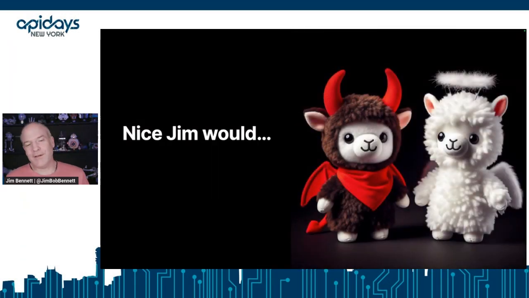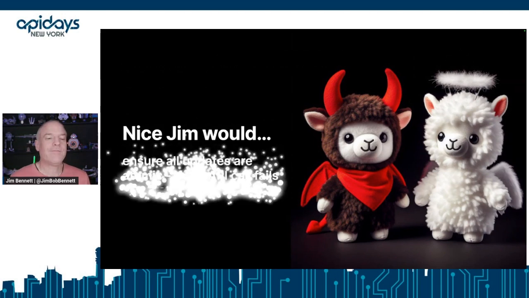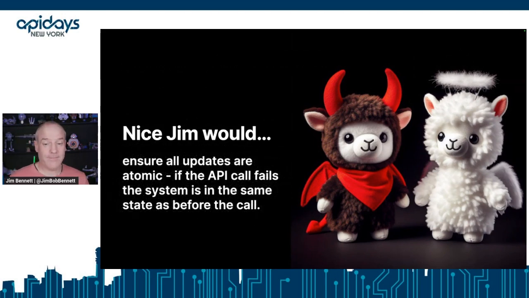Well, NiceGym wouldn't do this. NiceGym would ensure that all updates are atomic. So if the API call fails, the system remains in the same state as before the call. So that way, it doesn't matter what I call, if it fails, the system never changes. And ideally, we should go further so that every time I call things don't change unless they have to. Calls can be reproducible. I can call the same thing and get sensible errors. That's what NiceGym would do. Any updates are atomic, either make all changes or no changes. That's what NiceGym would do.